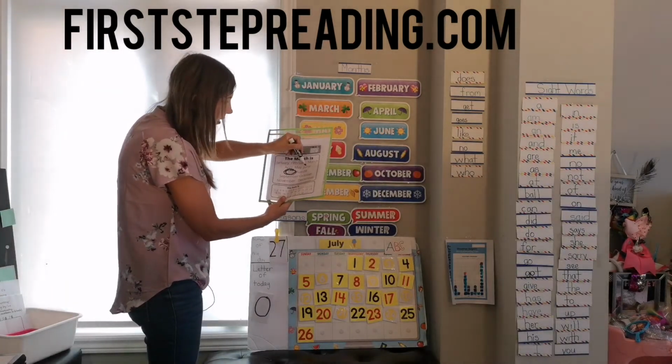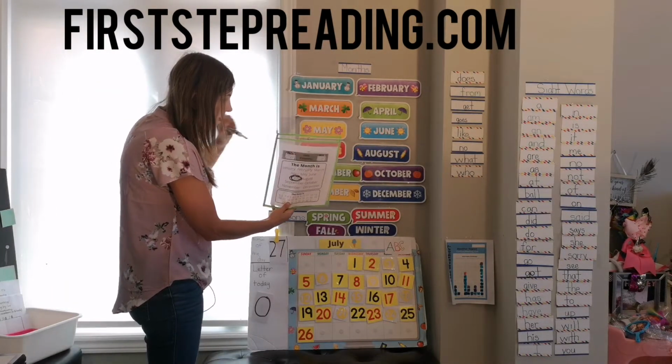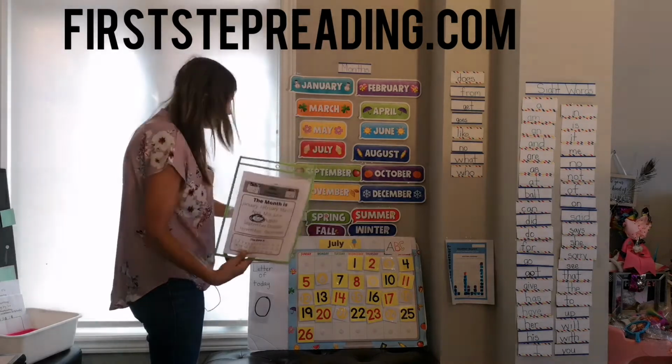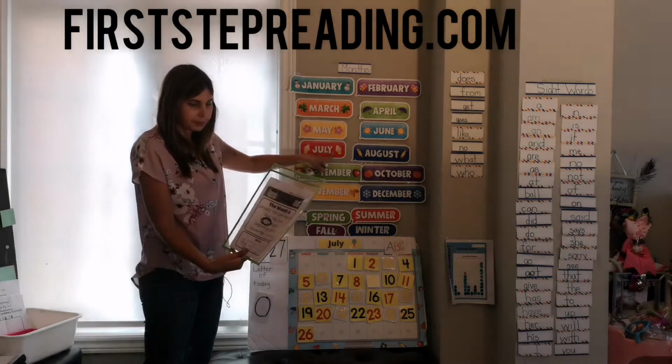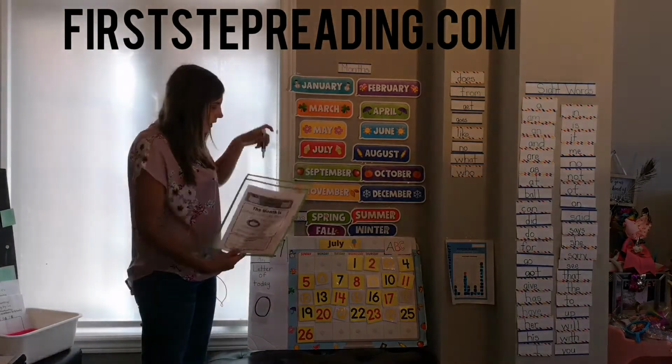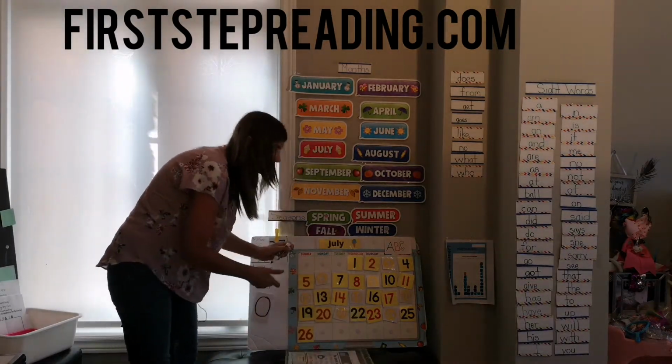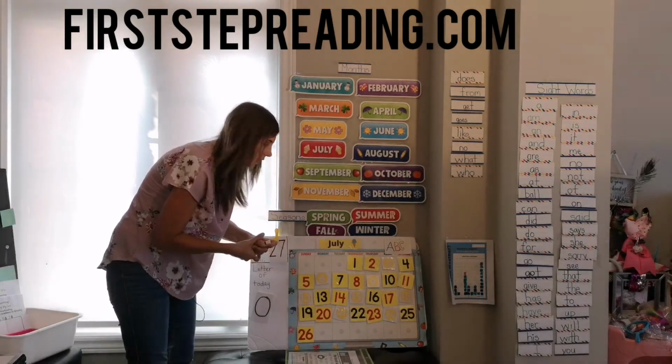July comes after June or before August. That's the month we're talking about. July. You can circle that now, and now we're going to figure out the date by counting and figuring out the next number.